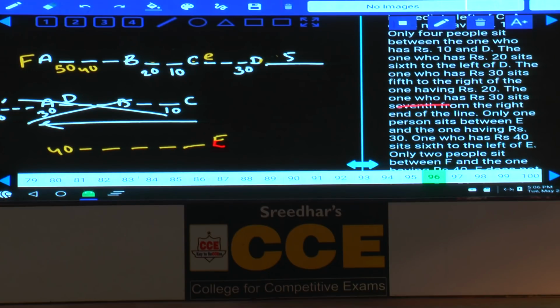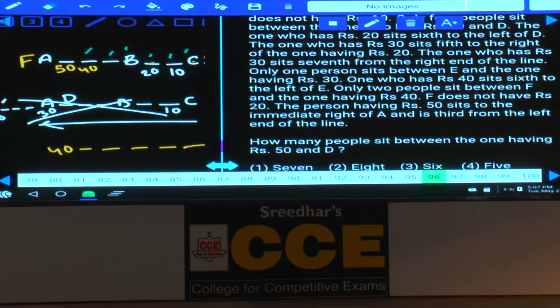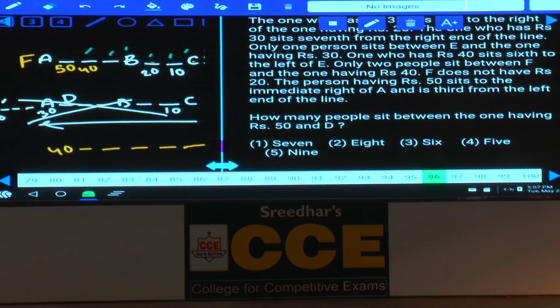Now, first question: how many people sit between the one who is having 50 and D? Count the total number of people in between 50 and D: 1, 2, 3, 4, 5, 6, 7, 8, 9. There are 9 persons in between 50 and D, that is choice 5. 96, it is choice 5.